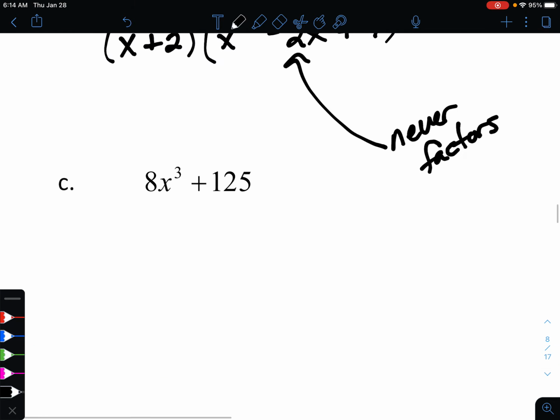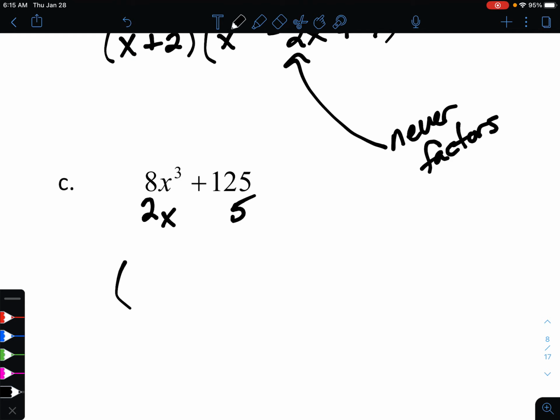Okay. For this last one for C, a little bit different. For the variable, we still have x being cubed to get x cubed, but we also need to look at both the 8 and the 125. 8 we've seen before, that is the number 2 cubed. 125, that ends up being 5 cubed. So it turns out a is going to be 2x, b is going to be 5.